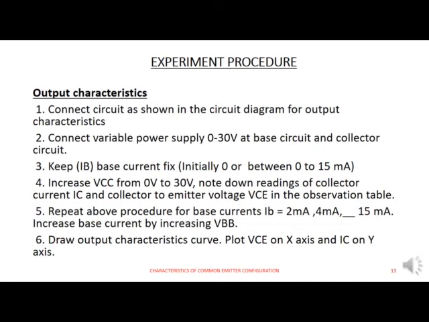Repeat the above procedure for base current IB equal to 2 milliamps, 4 milliamps, up to 15 milliamps. Increase the base current by increasing VBB. Draw the output characteristics curve. Plot VCE on the x-axis and IC on the y-axis.